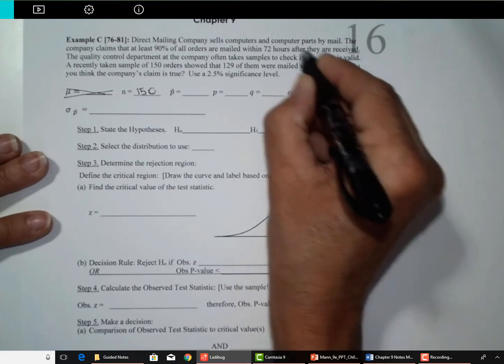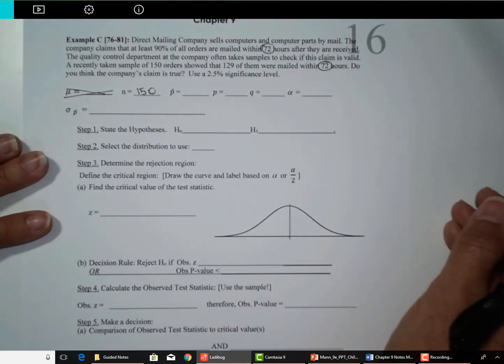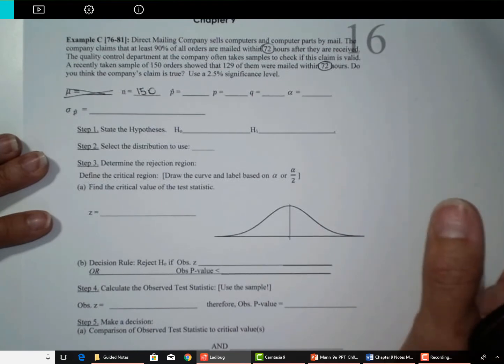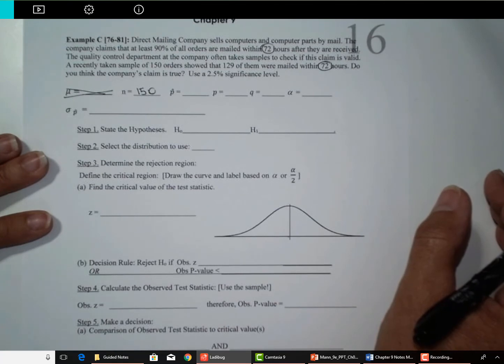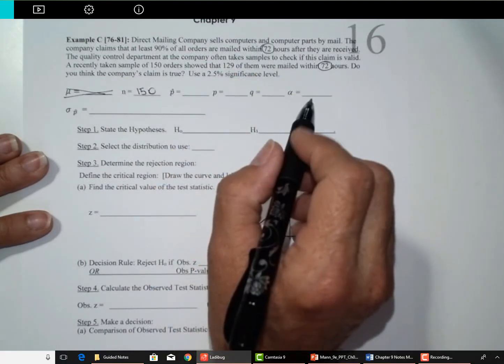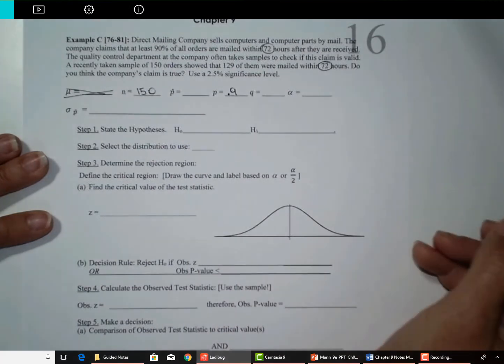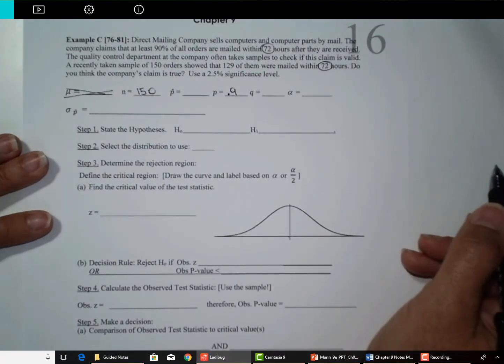Now, don't let things like this number and this number confuse you. That's just their guideline that they're going by. It has nothing to do with our problem, except it's the number of hours they have to be mailed within. We're not going to use that in any math. Now the company claim says 90% are mailed within 72 hours. That's going to be their population proportion. That's what they believe they have.